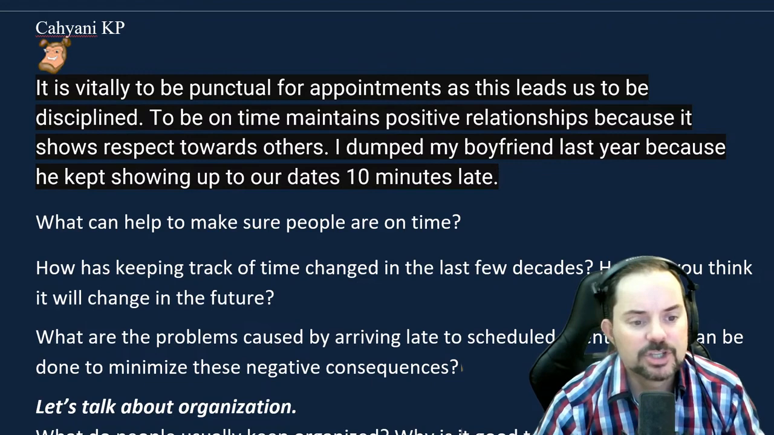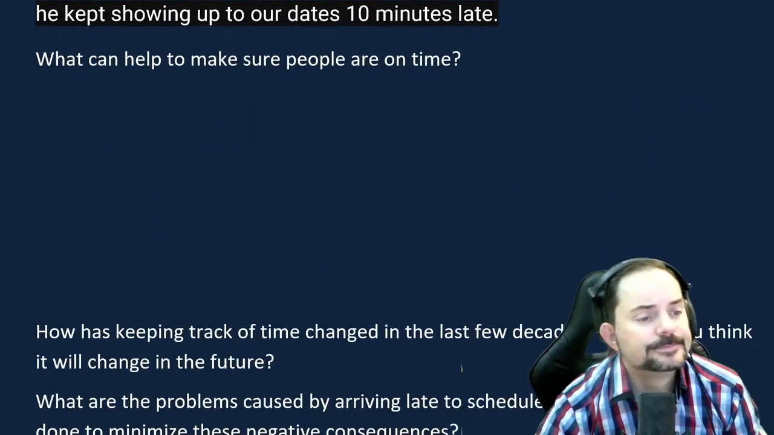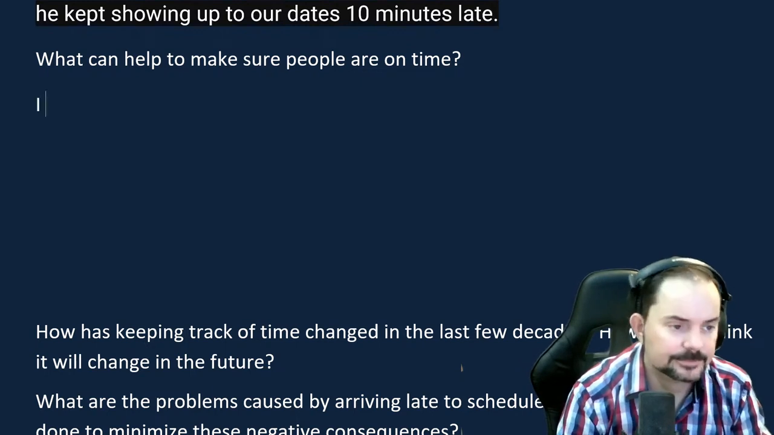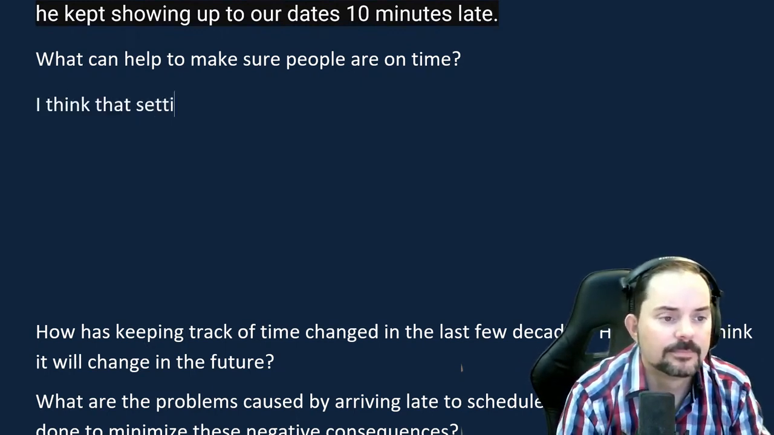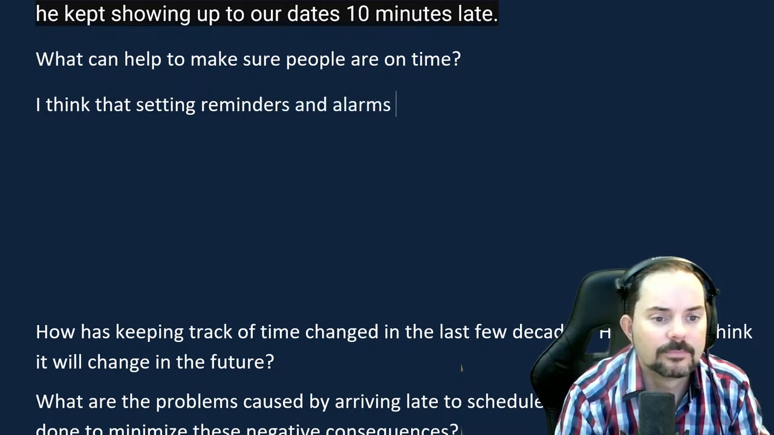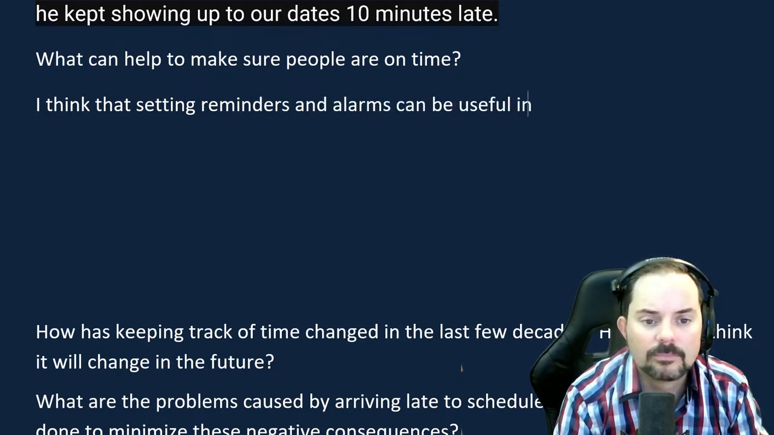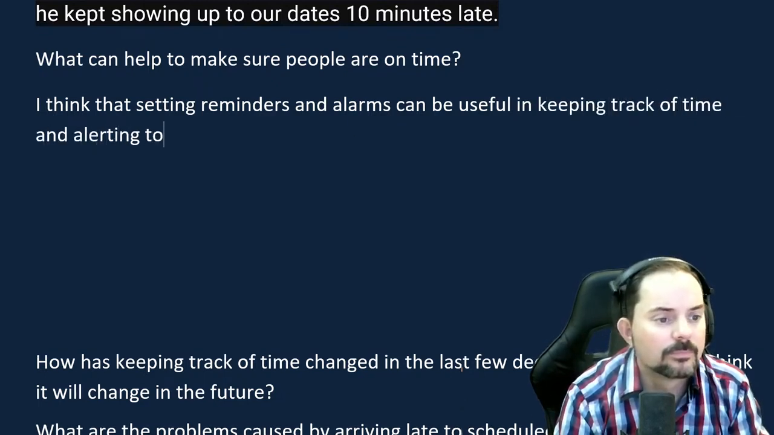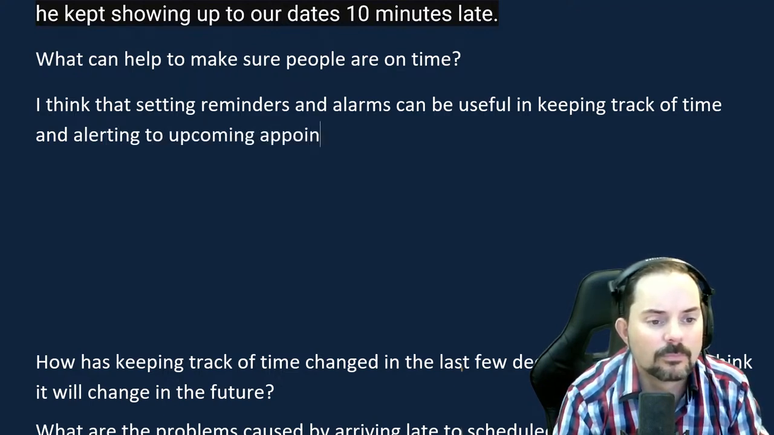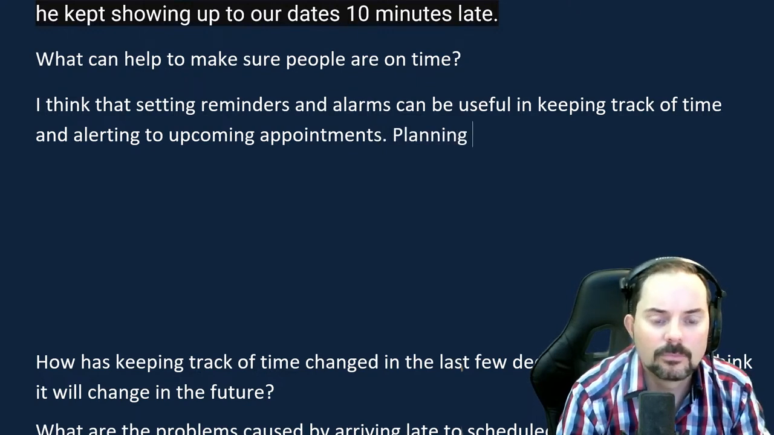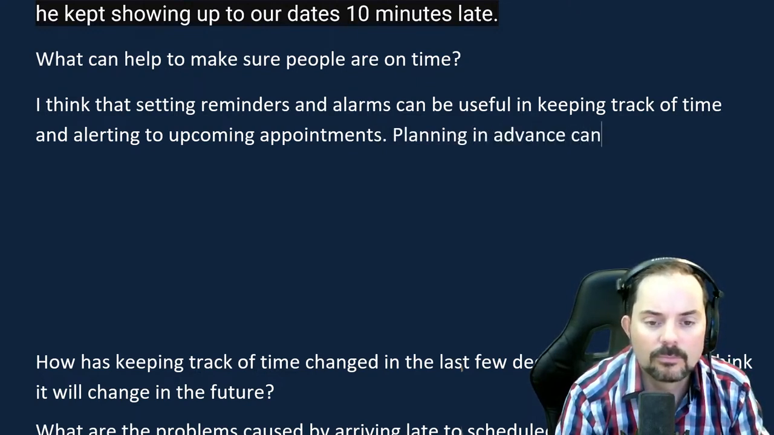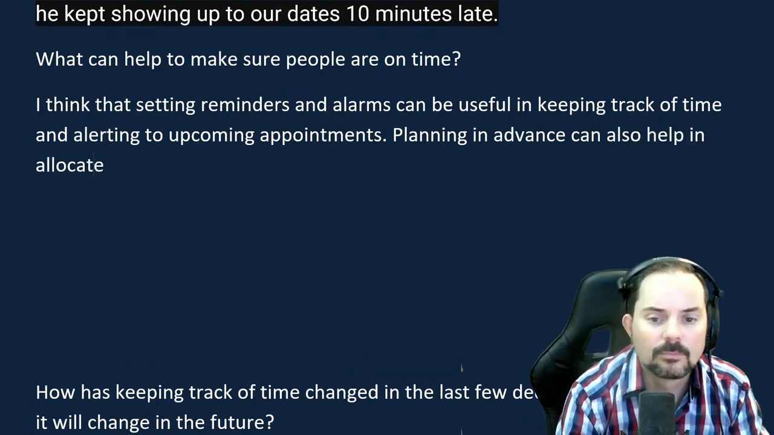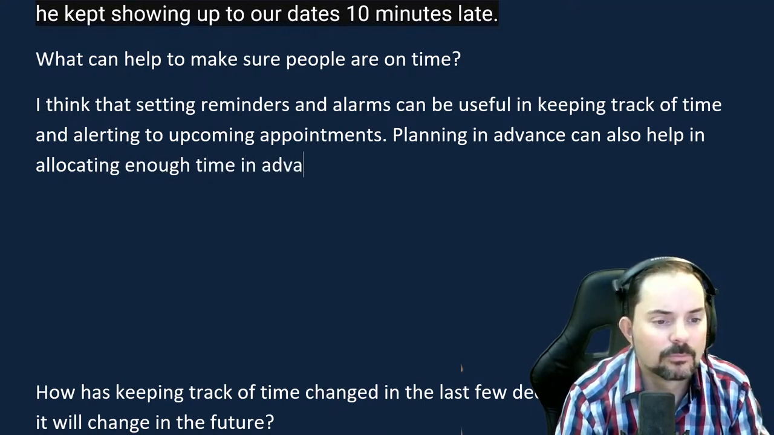What can help to make sure people are on time? I think that setting reminders and alarms can be useful in keeping track of time and alerting individuals to upcoming appointments. Planning and organizing one's schedule in advance can also help in allocating enough time for each task, and additionally practicing good time management skills, such as prioritizing tasks and avoiding procrastination, can also contribute to being punctual.